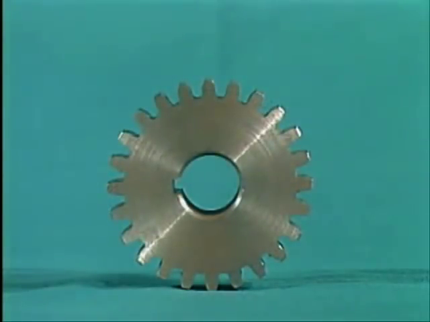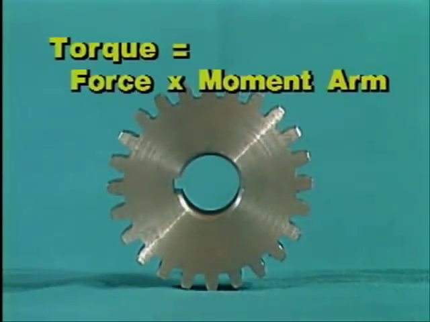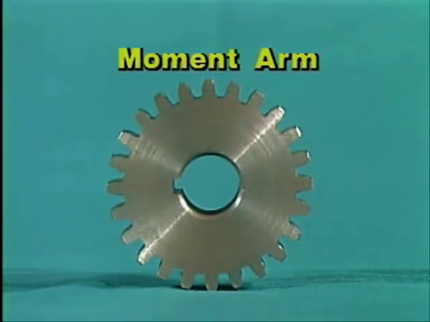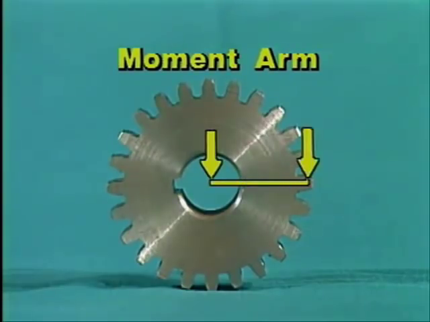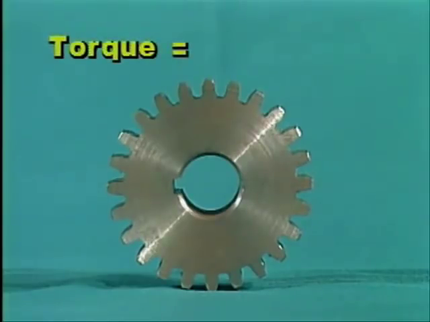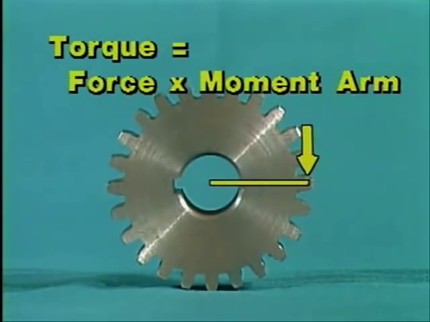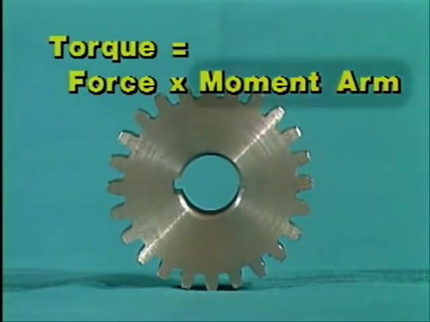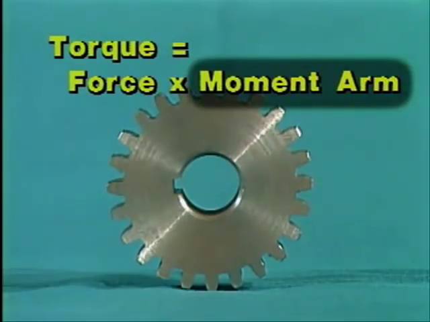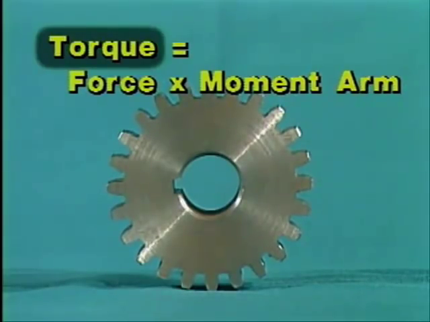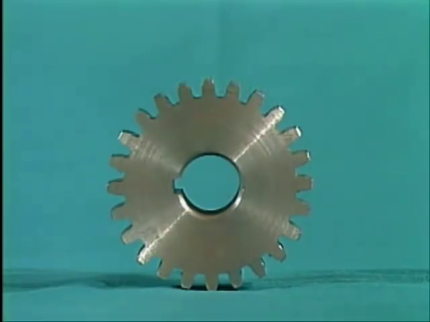The torque that's produced by a gear is a product of force and the gear's moment arm. The term moment arm stands for the distance from the center of a gear's rotation to the point at which force is applied. So, torque equals the force that's applied to a gear times the gear's moment arm. This means that the longer a gear's moment arm, the greater the amount of torque that's produced for a given amount of force.